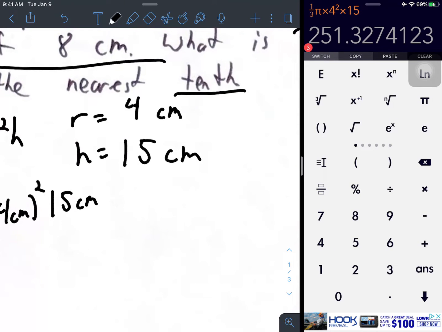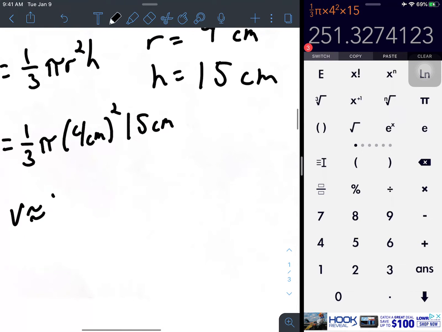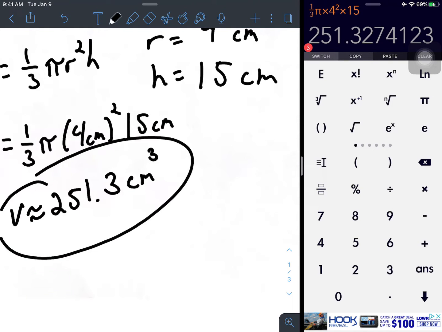Make sure that we keep that in mind. So the tenths place is the first place value after the decimal point, which means we're going to be looking at the second place value to determine what we round it to. So this number is 2, which is 4 or less, so we're going to keep the 3 the same. And then our units are going to be centimeters cubed, or cubic centimeters.